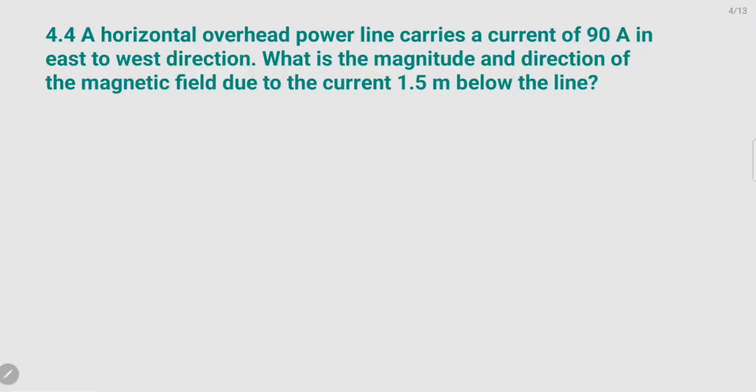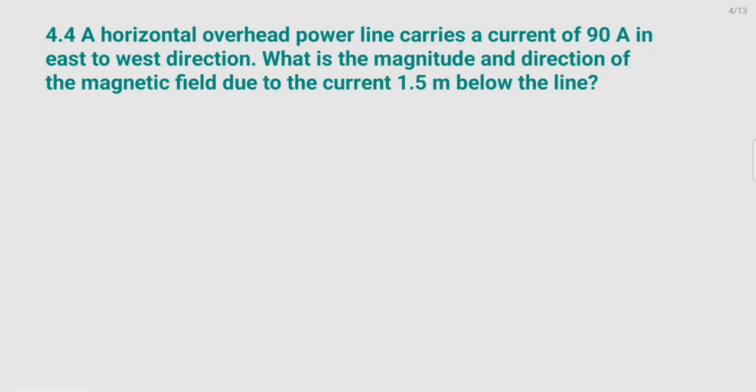Yes, moving on to the next problem, which is 4.4. A horizontal overhead power line carries a current of 90 ampere in the east to west direction. So the current is basically going through an overhead power line from east to west. You want to find the magnitude and direction of the magnetic field below the current carrying wire.